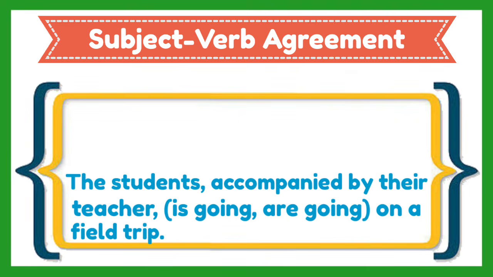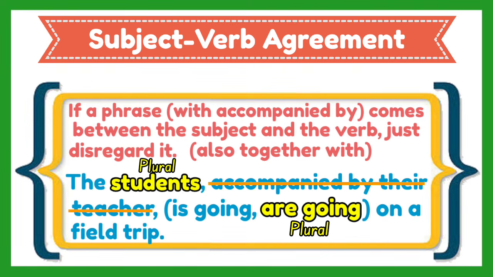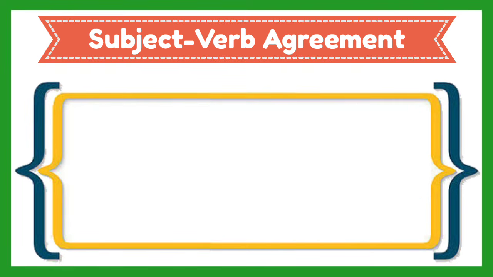Next, the students, accompanied by their teacher, are going on a field trip. The answer is are going, plural. Why? Because the rule is when a phrase with words like accompanied by comes between the subject and the verb, you have to disregard it because it is not part of the subject. So in this example, the subject is students, plural. Is it clear?